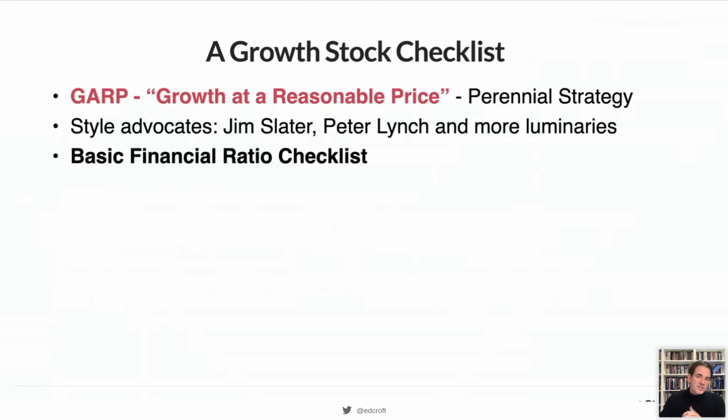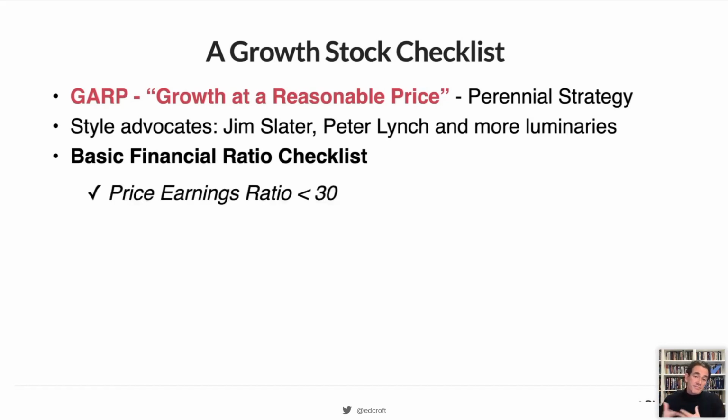There's lots of different approaches to growth stocks. You can look at all our guru screens for lots of different ways. Everyone has their own way. But this is what I would call a growth at a reasonable price kind of strategy or checklist. The style advocates of that are people like Jim Slater in his classic Zulu Principle from the 90s, or Peter Lynch in One Up on Wall Street, and other luminaries like that. So in a real rough and ready way, okay, there's way more depth in the books.